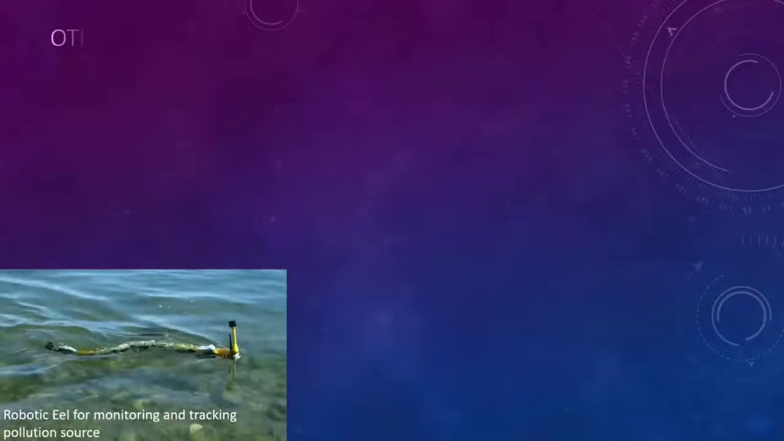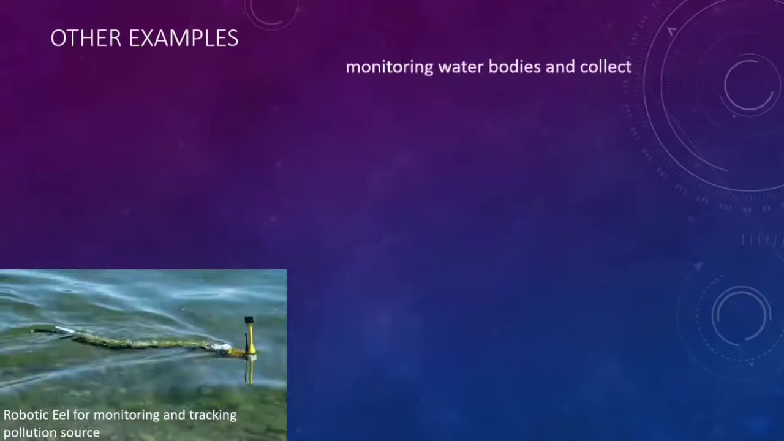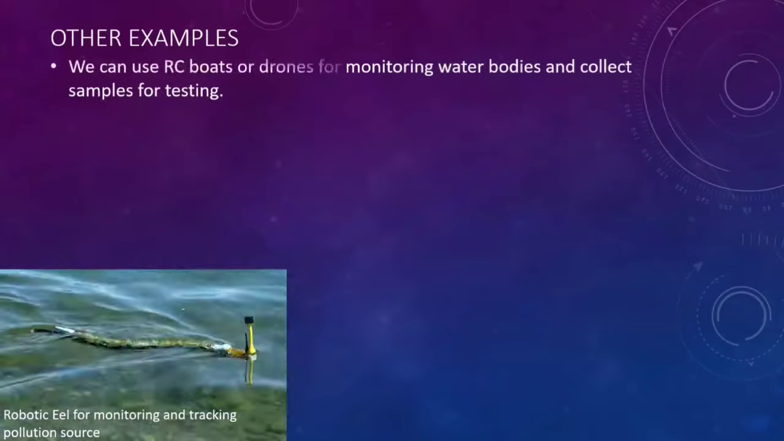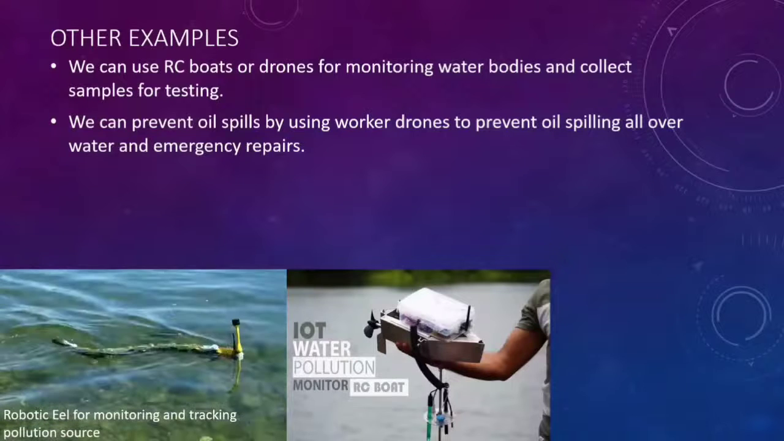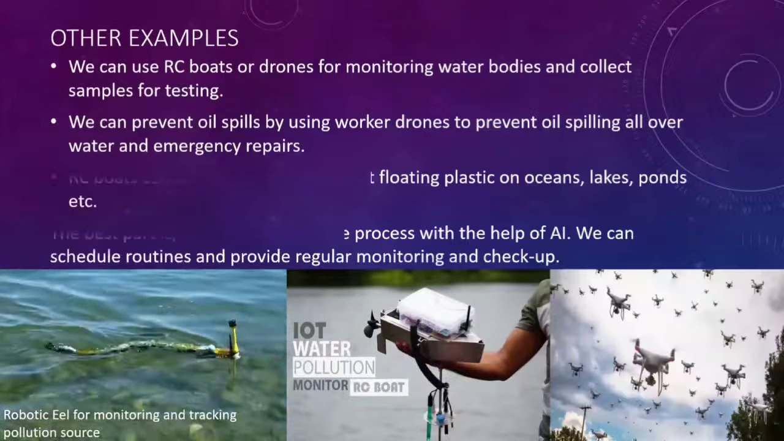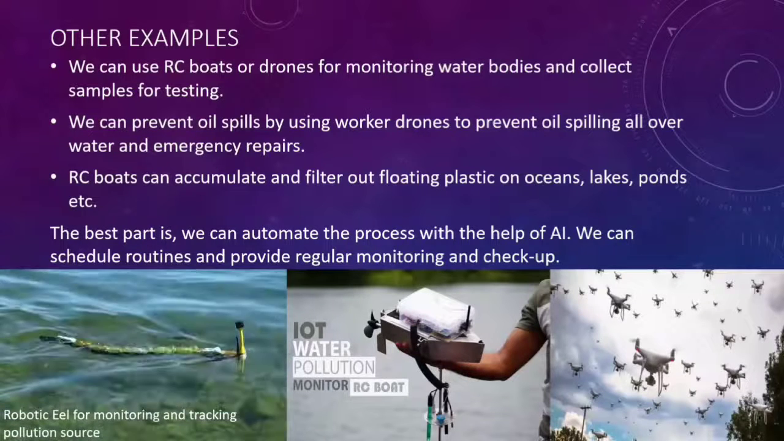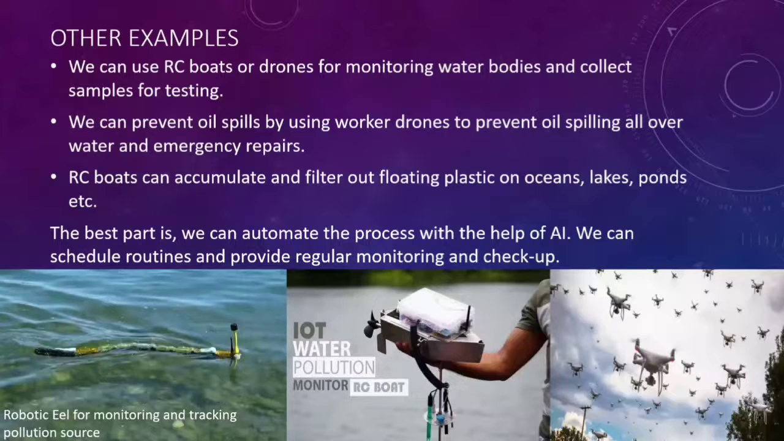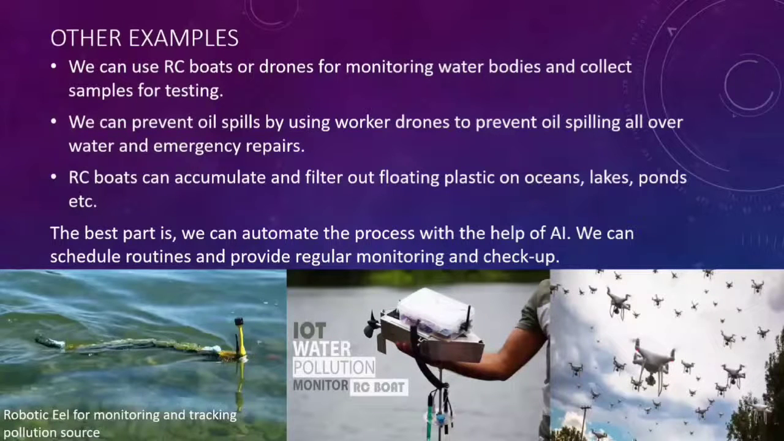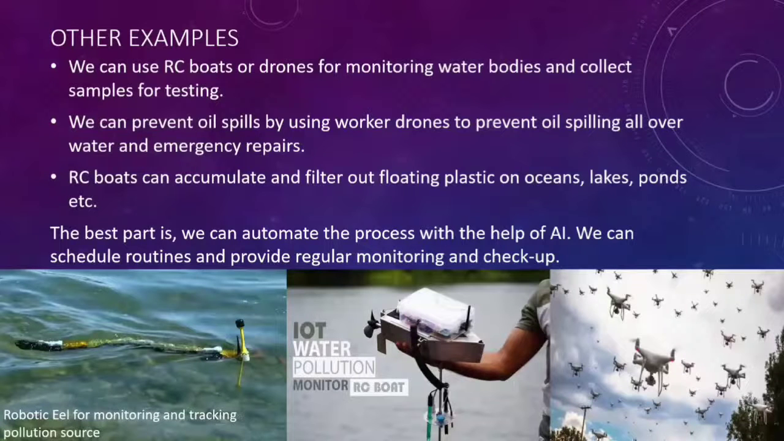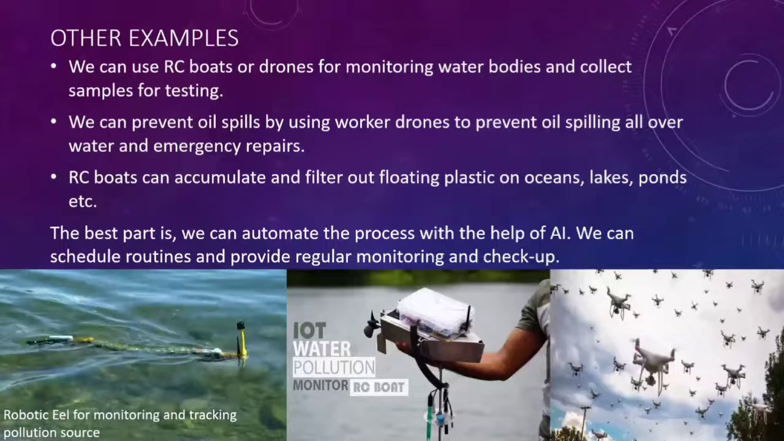A few other examples of technology helping in controlling water pollution are: we can use RC boats or drones for monitoring water bodies, all with the help of technology. We can prevent oil spills by using worker drones to prevent oil spilling all over water and for emergency repairs. RC boats can accumulate and filter out floating plastic on oceans, lakes, ponds, etc. The best part is we can automate the process with the help of AI. We can even schedule routines and provide regular monitoring and checkup.